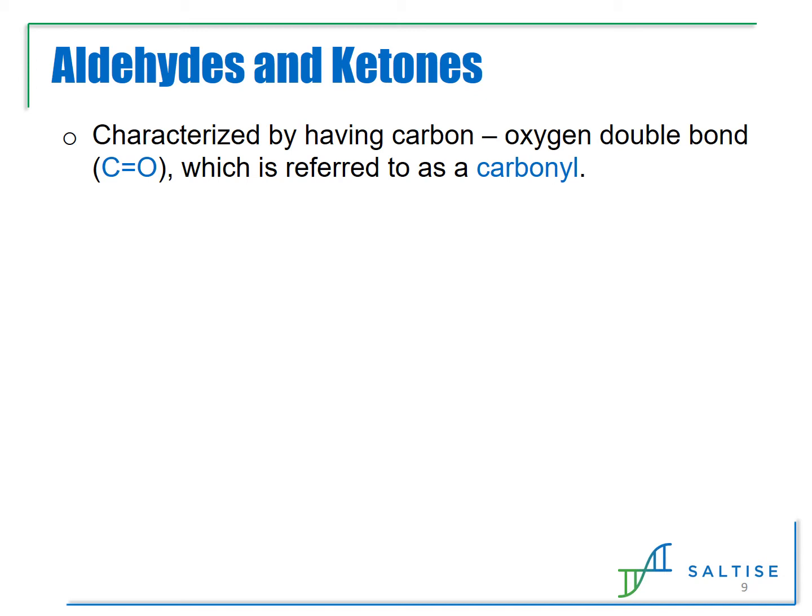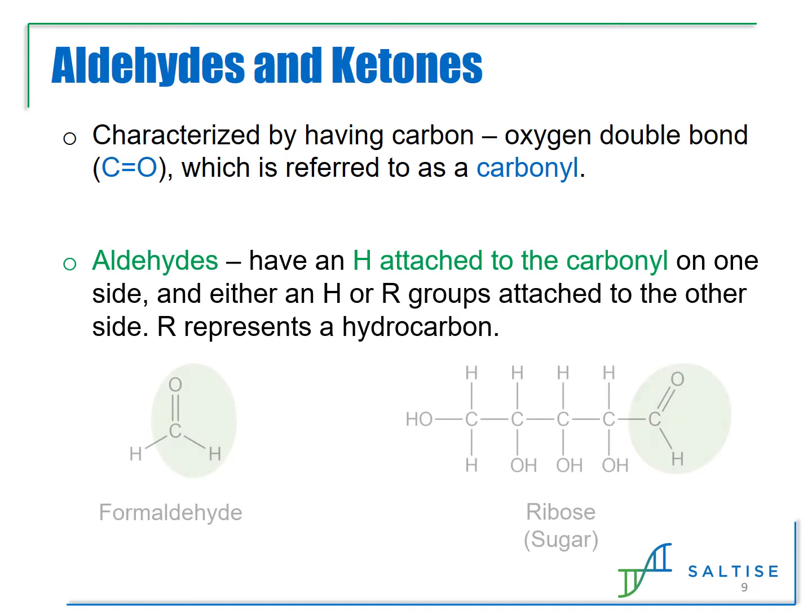Aldehydes and ketones are both functional groups that contain a carbon-oxygen double bond. It's also referred to as a carbonyl group. So what is the difference between an aldehyde and a ketone? An aldehyde is a carbonyl group that is sandwiched between a hydrogen atom with either another hydrogen atom or an R group. The R group represents a hydrocarbon which may or may not contain other functional groups.